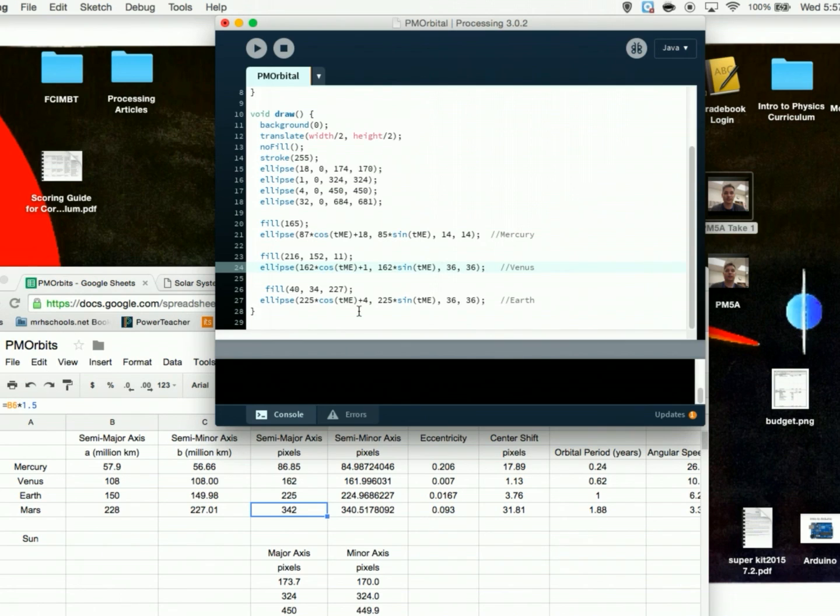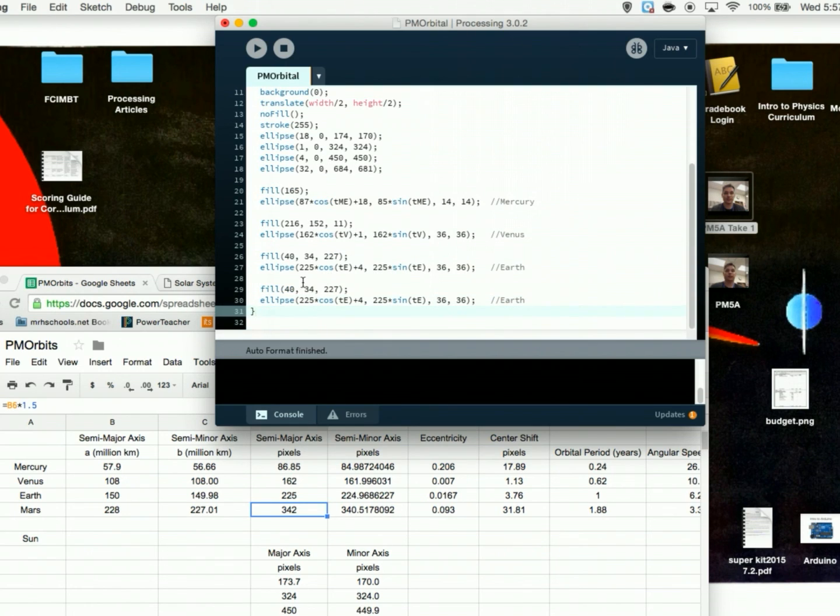And let's remember this is Venus, so we need TV here. And this is Earth, so we need TE and TE. Okay, one more. Okay, so Mars is the one that needs a lot of red. So this is the one that gets that 245, 134, 106. This is going to be Mars.